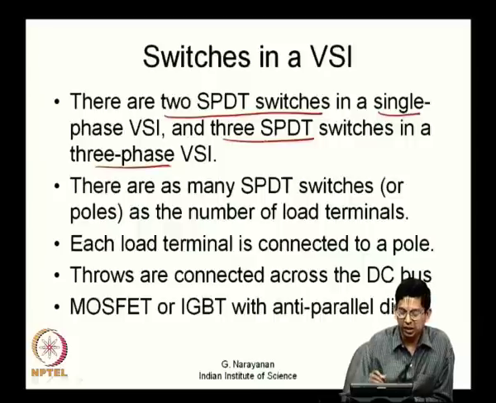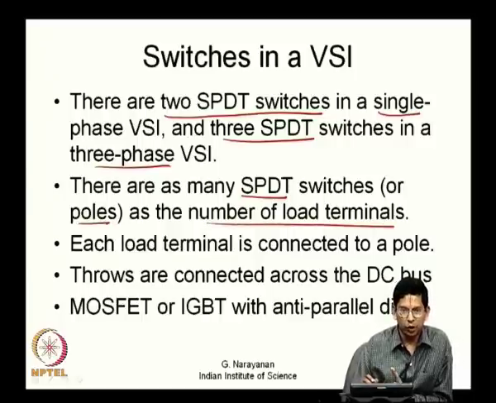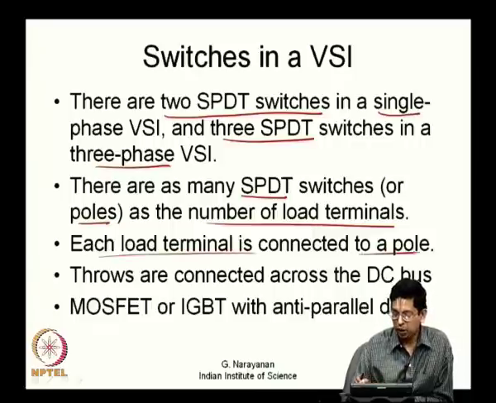So, as I mentioned here, there are as many single pole double throw switches or as many poles as there are load terminals. In a single phase load, you have 2 terminals, therefore, you need 2 poles or 2 single pole double throw switches. In a 3 phase inverter, you have a 3 terminal load. So, 3 poles or 3 single pole double throw switches now. So, each load terminal is connected to a pole as indicated here.